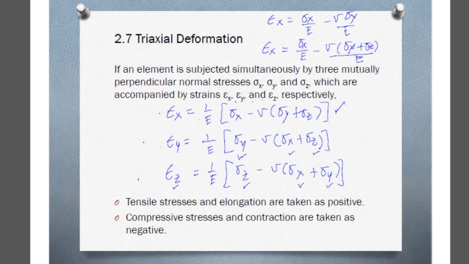Tensile stresses and elongation are taken as positive. So, if the body undergone tensile stress, therefore, magkakaroon siya ng elongation, and that elongation is considered as positive. But if the body is under compression, then magkakaroon ng contraction, so it is taken as negative.